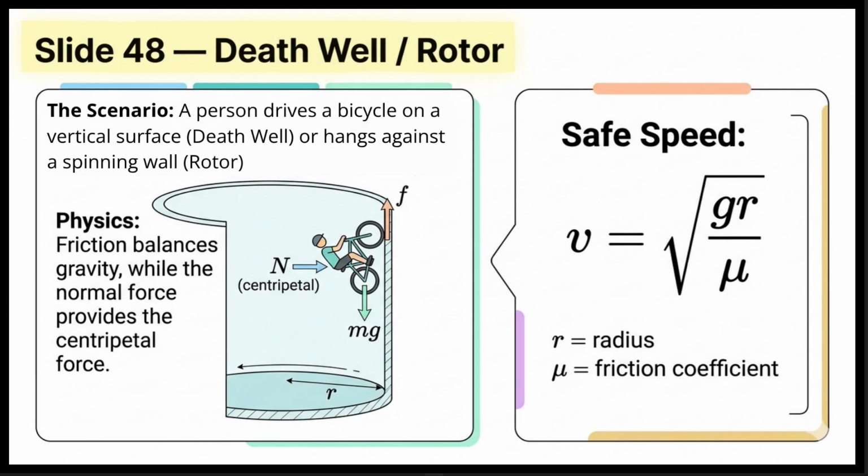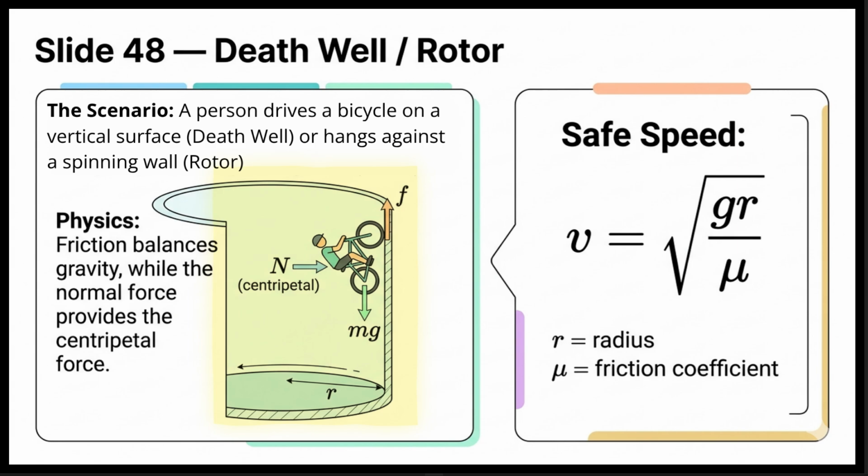The death well, also called a rotor, is one of the most dramatic demonstrations of circular motion physics. A cyclist rides along the inside of a vertical cylindrical wall, or a person stands pressed against the wall of a spinning drum. Gravity pulls them straight down. The wall pushes them inward with normal force N, and that normal force acts as the centripetal force, keeping them moving in the circle. Friction between the person and the wall points upward, exactly balancing gravity and preventing them from sliding down. The diagram shows these forces.